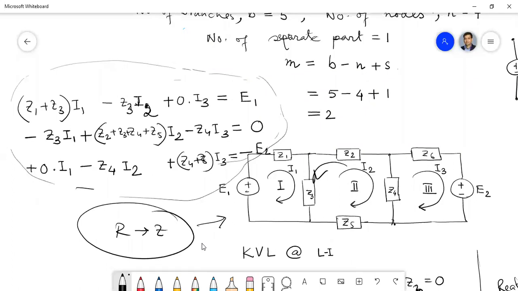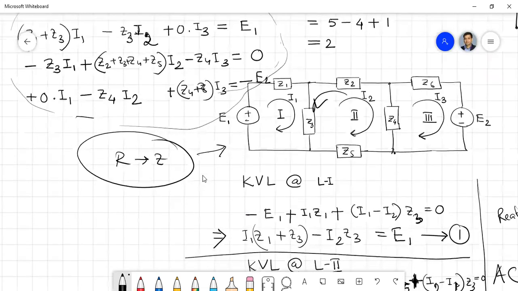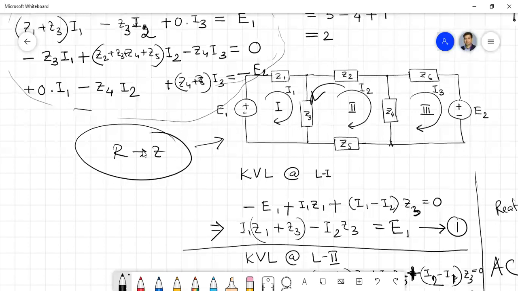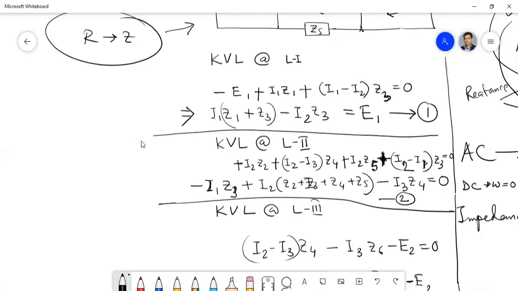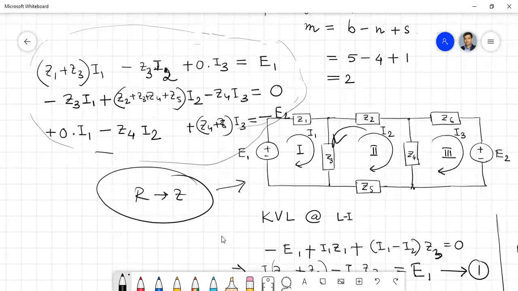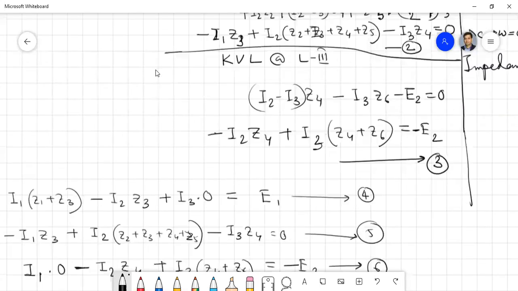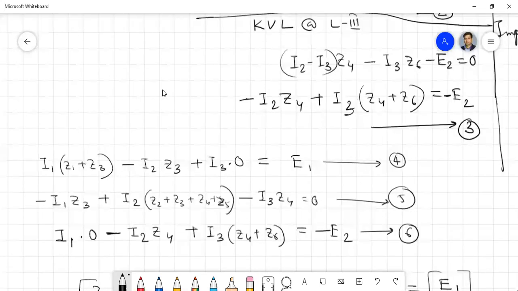Now, in all these loops the current directions are the same, that means in the clockwise direction. That is the convention, but it is not compulsory. You can also choose your own current direction. But as per this current direction, first we wrote the KVL equation for these three loops, and then we modified the KVL equations.